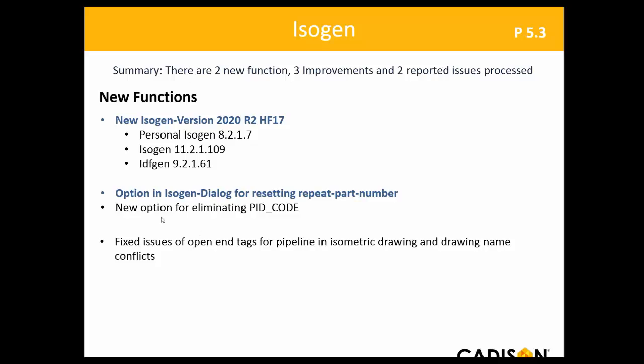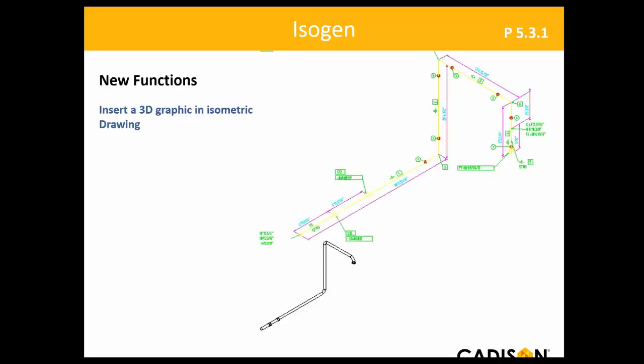One point is the option in the Isogen dialog for resetting the repeat part number, a long wish from the people, and a new option for eliminating the PID codes was also a long wish. Other points were the issue of open-end stacks for pipeline isometric drawings and drawing name conflicts. I think that was one of the issues that was very open and often raised by the customers, so we fix this now.